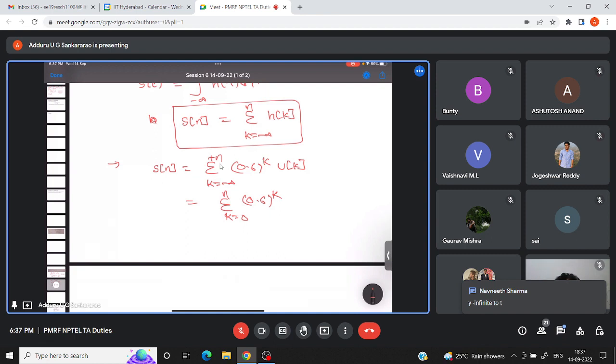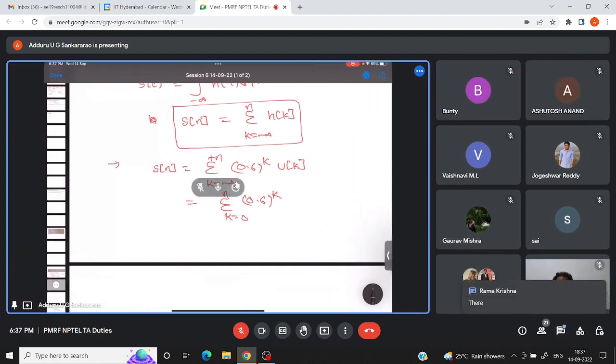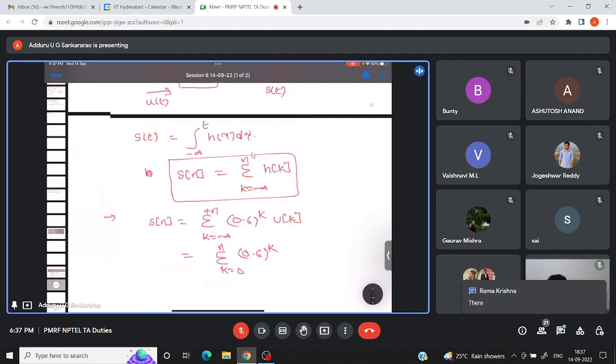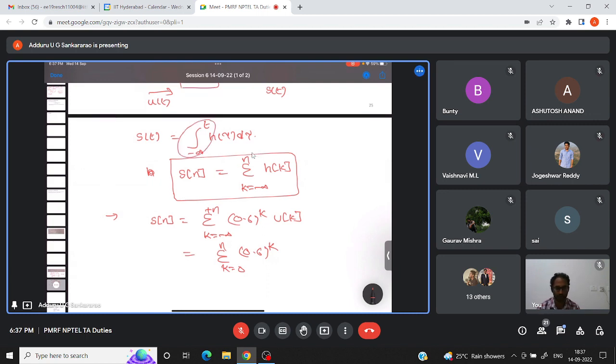Somebody has asked why minus infinity to t. Yes, it is from minus infinity to t only, the integral of h of tau d tau. Generally we take from 0, initial conditions are taken as 0, so 0 to t, but we can also say from minus infinity to t.